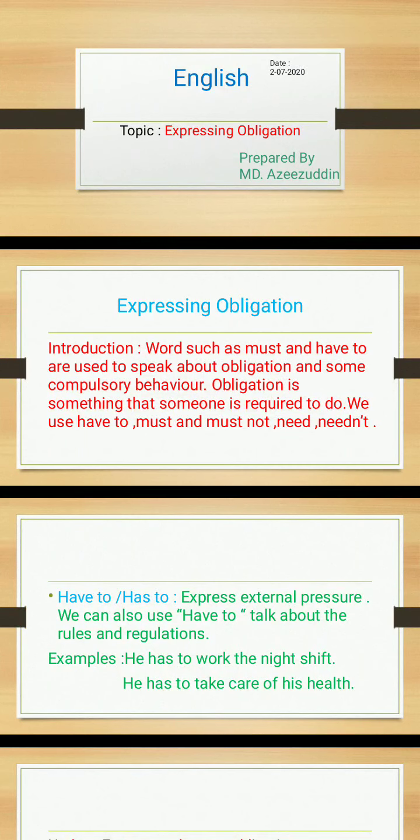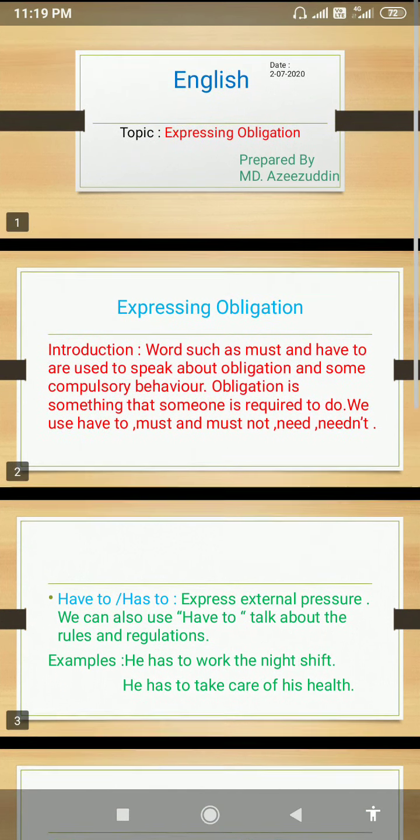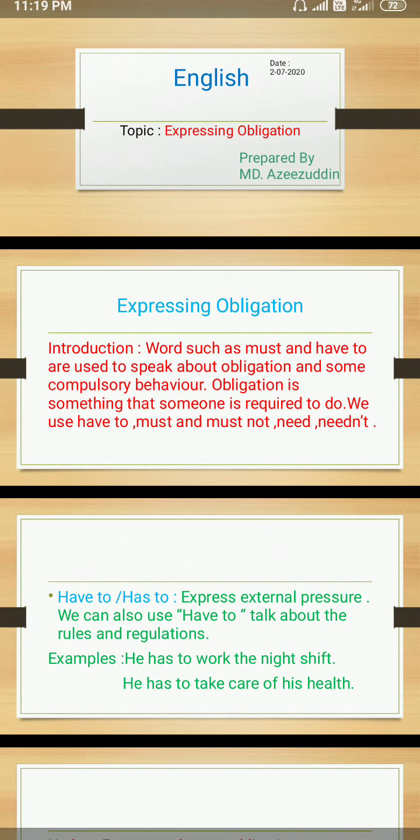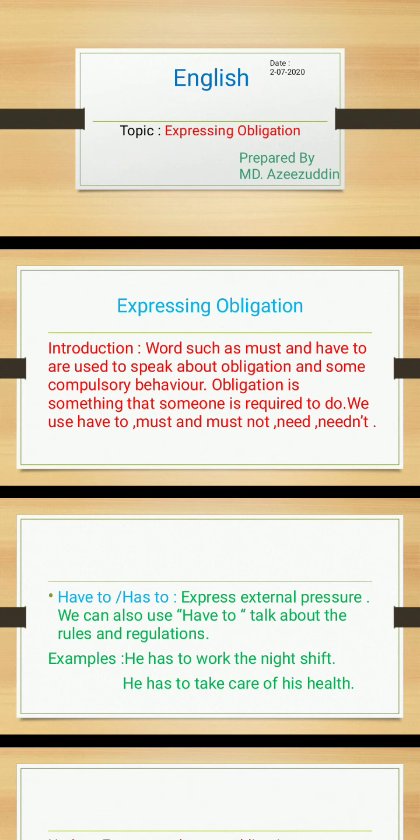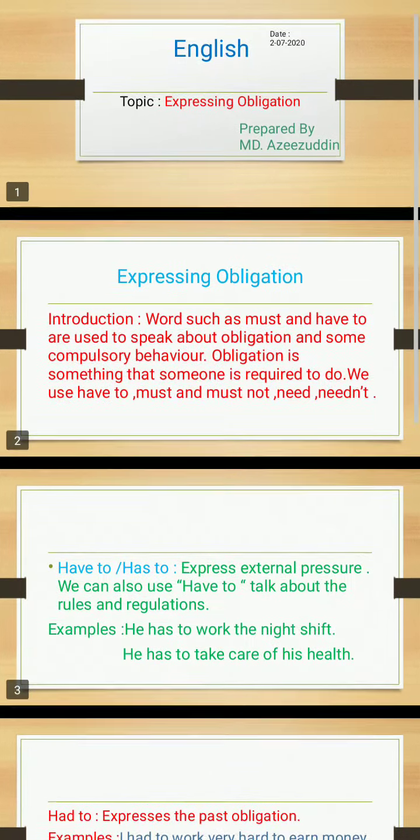So, in this advanced English, you have got some topics as you had in your first semester. In this advanced English, the first topic name is expressing obligation. Expressing is nothing but disclosing, and you should know the meaning of obligation. So what do you mean by an obligation?